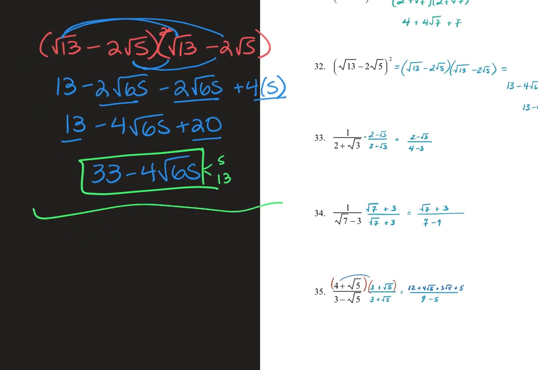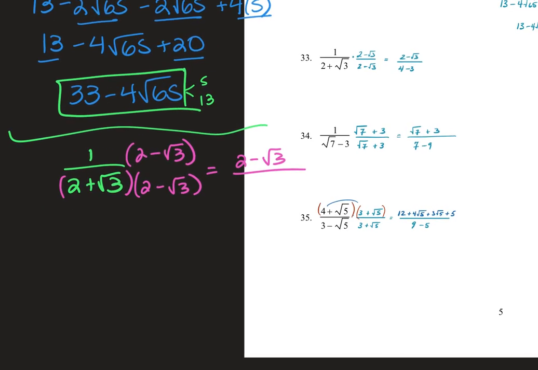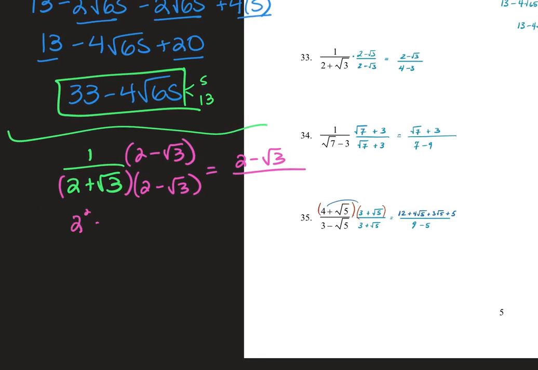Number 33 is your rationalizing. So 33 is 1 over 2 plus root 3. You'd have to multiply both the top and the bottom by the opposite of the bottom, 2 minus root 3. 1 times 2 minus root 3 is 2 minus root 3. Shortcut on the bottom is 2 squared minus square root 3 squared. 4 minus 3, which is just 1, and then the numerator is my answer.